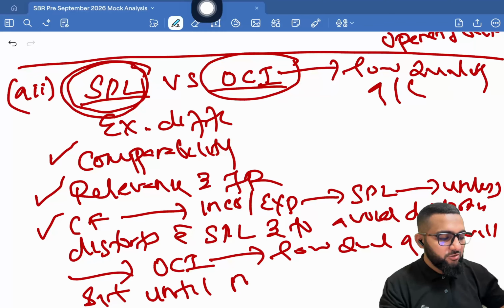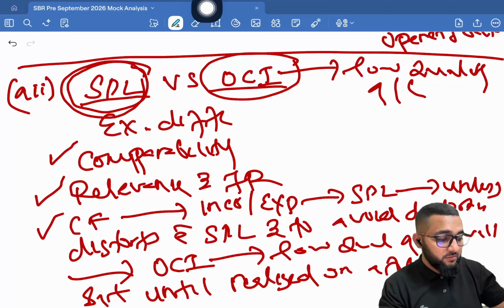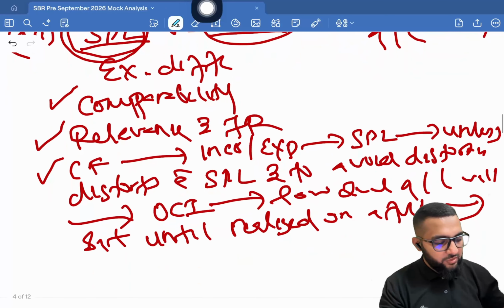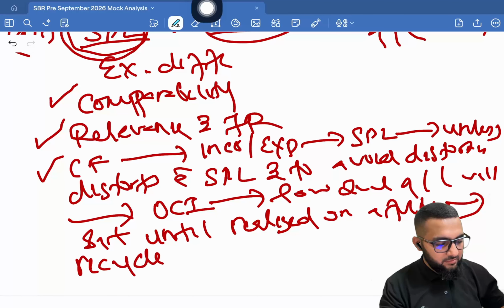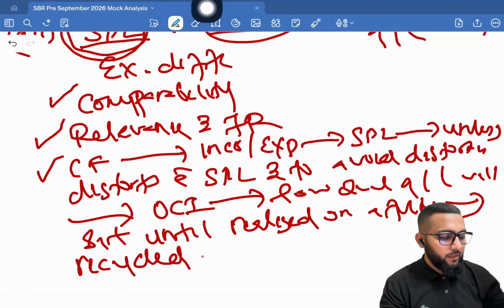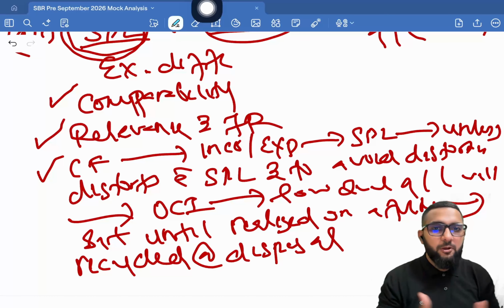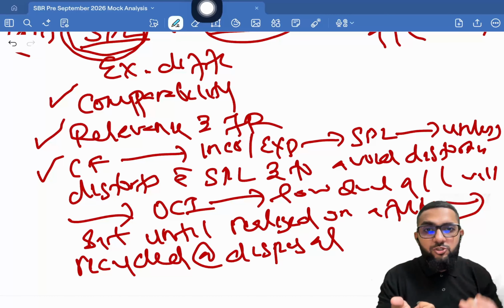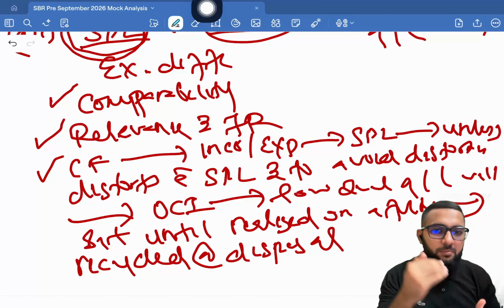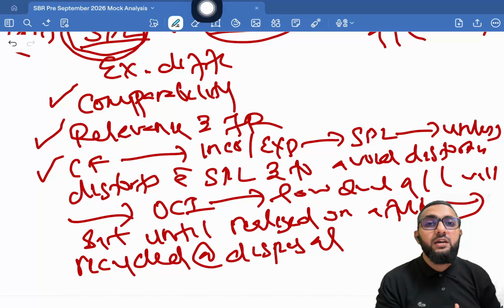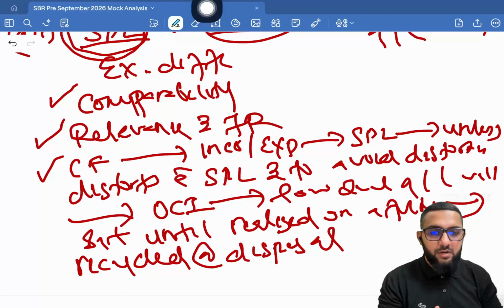Until realized on a future date, right? Recycled at disposal, right? You speak from this context, okay? So you don't need to speak about non-recyclable, which you would not be bringing to SPL. Rather, you speak from the context of the exhibit, right? So you can bring knowledge.